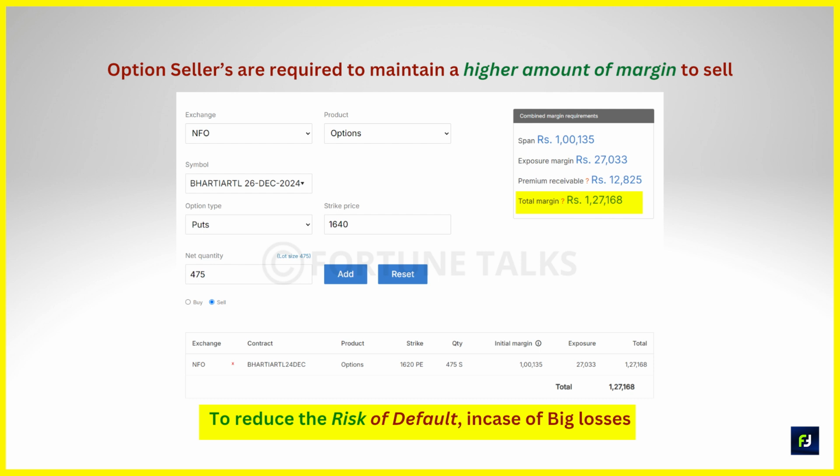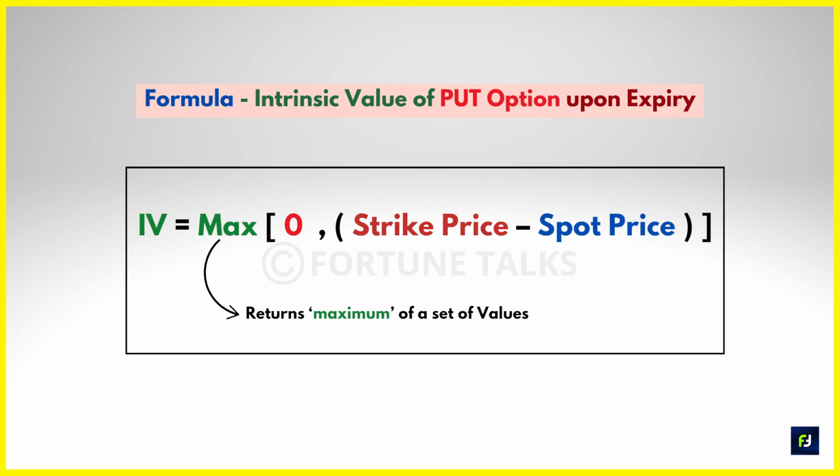Now, just like the previous cases, we will consider the P&L profile of a put option seller and then make a few generalizations. Remember the fact that the formula for intrinsic value calculation upon expiry for both the buyer and seller of put options are the same. However, there is a slight modification in the P&L calculation. We will take a look at this now.